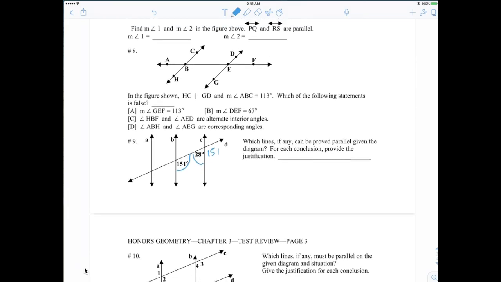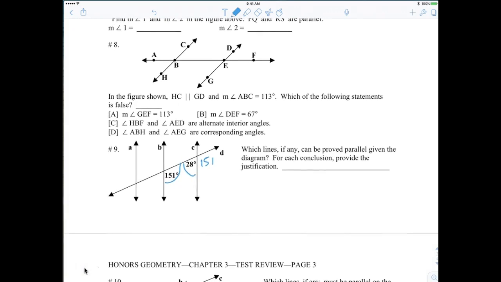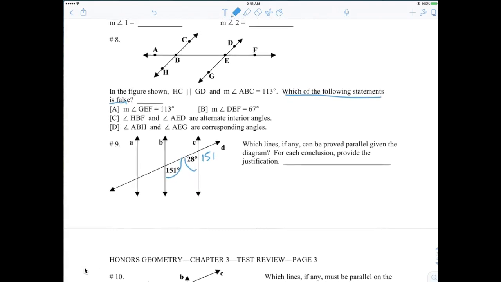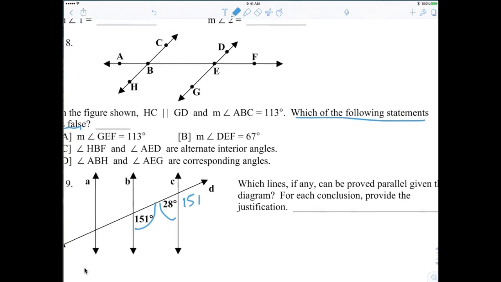Because GEF is 118, GEF is 67. It says which of the following statements is false. So okay, then none of them. Yeah, but let's double check just to make sure. ABC is 113, so let's go ahead and mark that 113, right? And then we could just mark all of these 113, right? And then the other one would be 67.